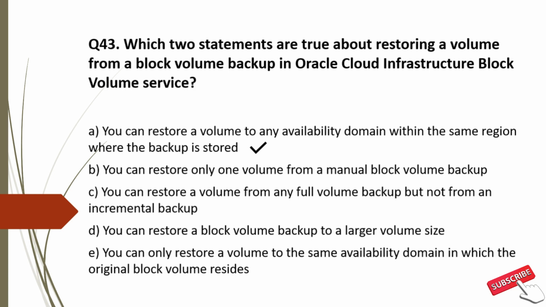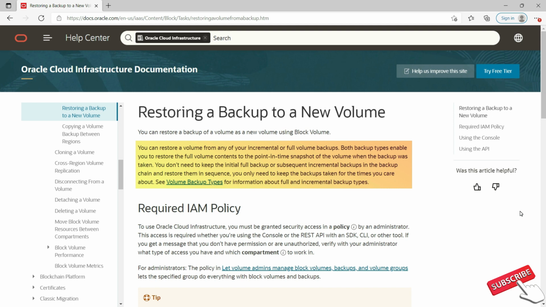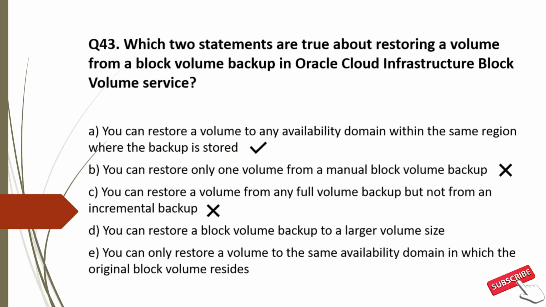You can restore more than one volume from a manual block volume backup. Option C, you can restore a volume from any full volume backup but not from an incremental backup. This is incorrect. You can restore a volume from any of your incremental or full volume backup. Option D, you can restore a block volume backup to a larger volume size.